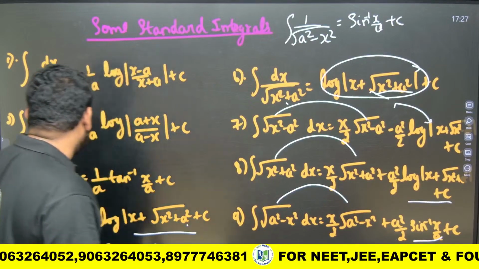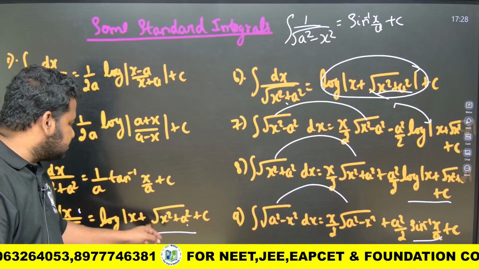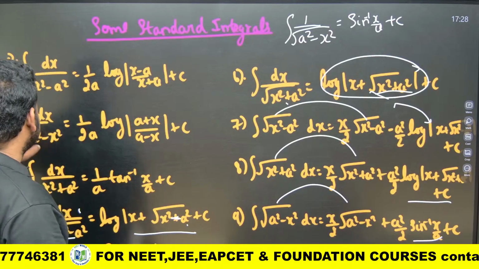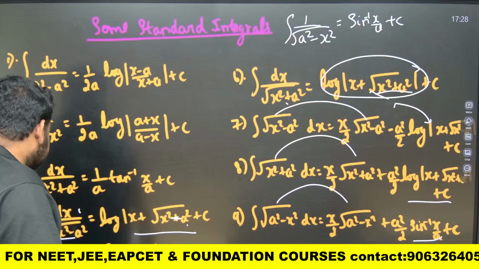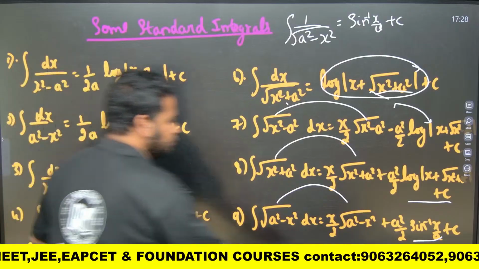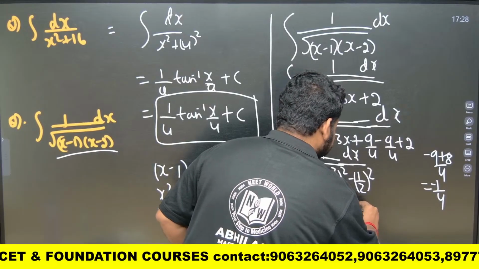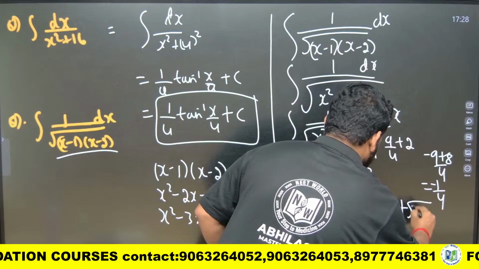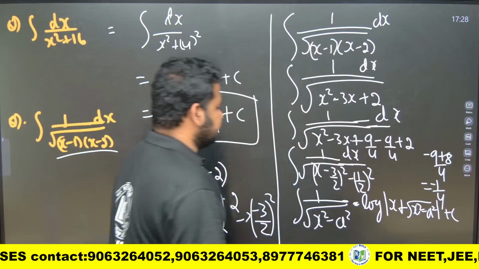So the formula is what? 1 by square root of x square minus a square is log of modulus x plus square root of x square, this should be minus, x square minus a square. If it is 1 by x square minus a square, the formula I told is correct. But here the square root is there, so what formula do we have to use? The formula is log of x plus square root of x square minus a square plus c.